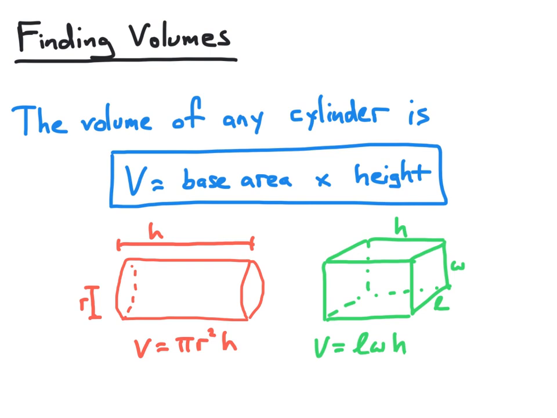The thing to realize here is that pi r squared is the area of the base of our cylinder. It's the area of our circular base. And so this formula falls into the category of base area times height.